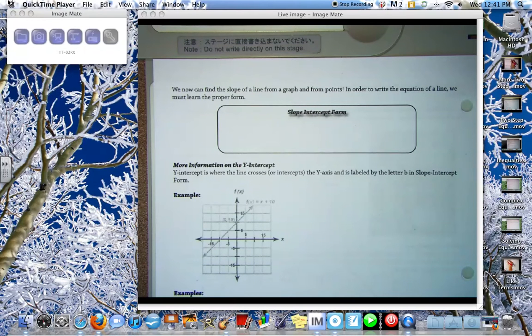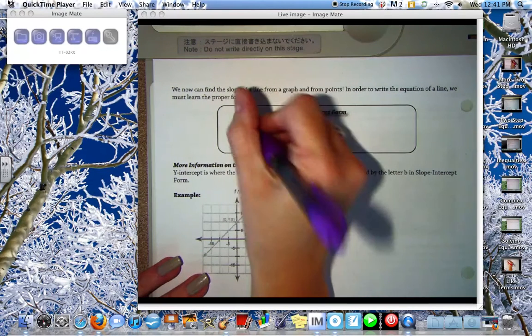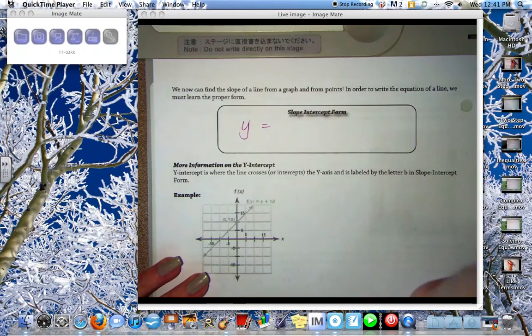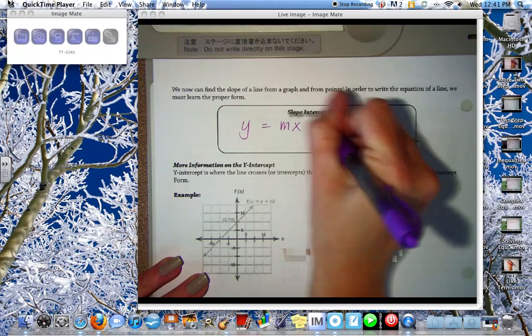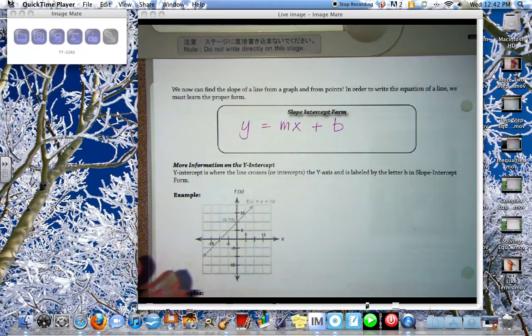Now we can find the slope of a line from a graph and from points. In order to write the equation of a line, we must learn the proper form. So slope-intercept form looks like this: y equals mx plus b.